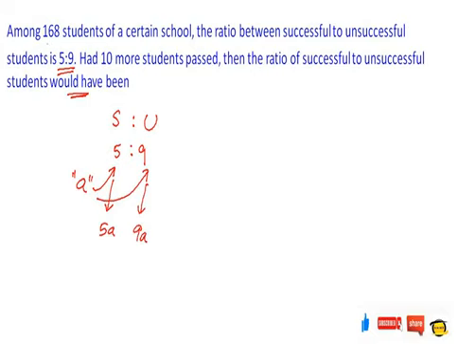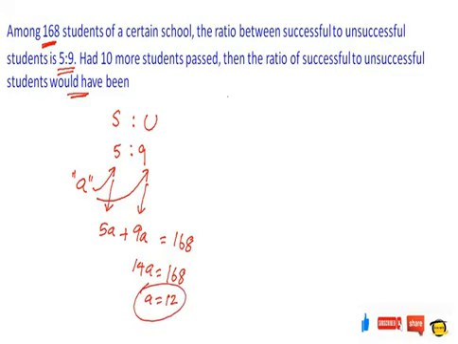And also it's been given that the total number of students is 168, right? So if we add these two terms, it will sum up to 168. So 14A is equivalent to 168. So A is basically equivalent to 12.